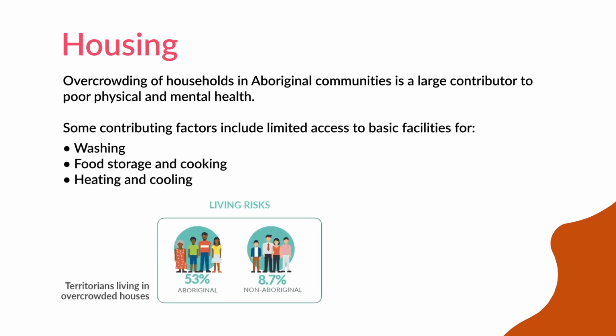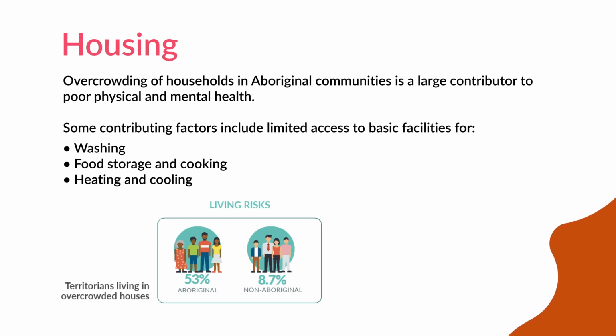Overcrowding of households in Aboriginal communities is a large contributor to poor physical and mental health. Factors include limited access to basic facilities for washing, food storage and cooking, and heating and cooling. Access to power, refrigeration, and cooking facilities allows for food to be stored and cooked at home. This means families can store fresh food, cook healthy meals, and reduce the need for takeaway food.